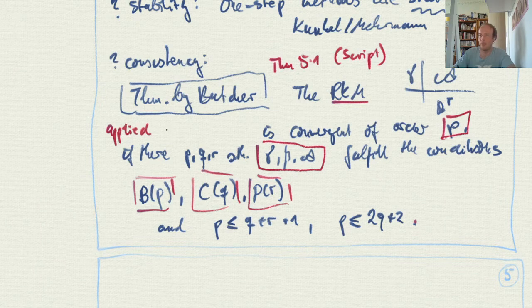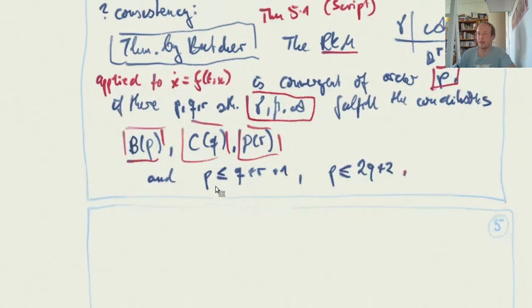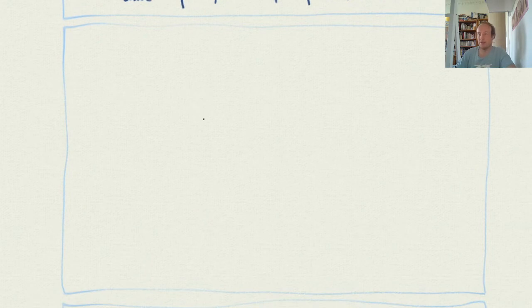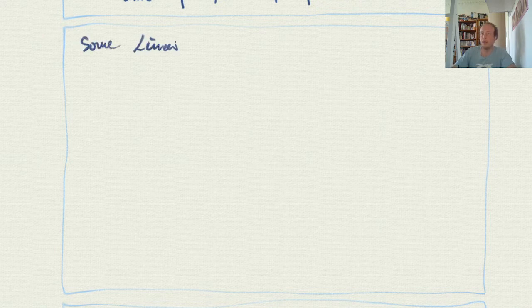So the RKM applied to this x dot is f of t and x is convergent of order P if we have these numbers P, Q, and R such that the coefficients fulfill these conditions. All right. Then we need some more technical definitions that will be helpful for the analysis, some linear algebra definitions.